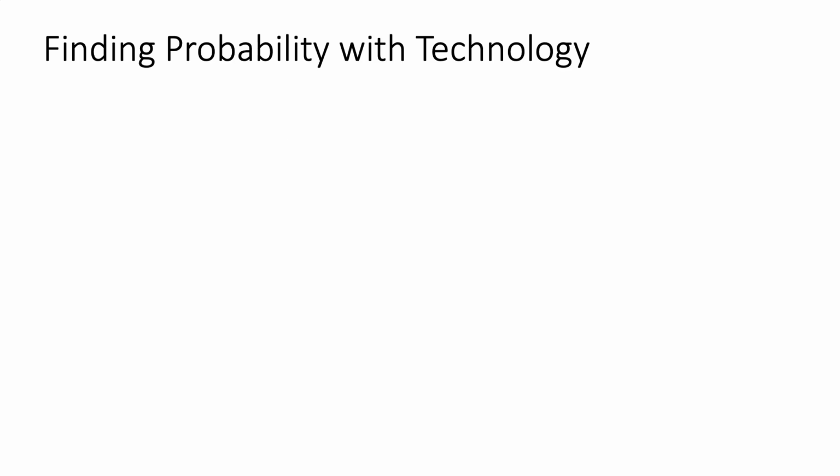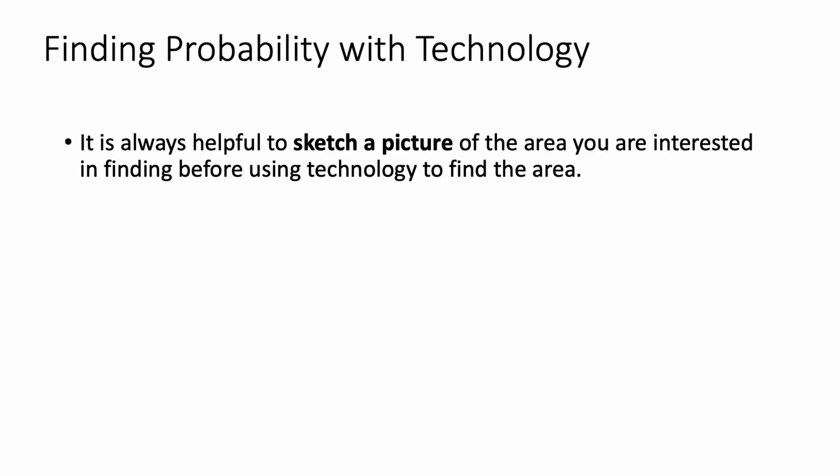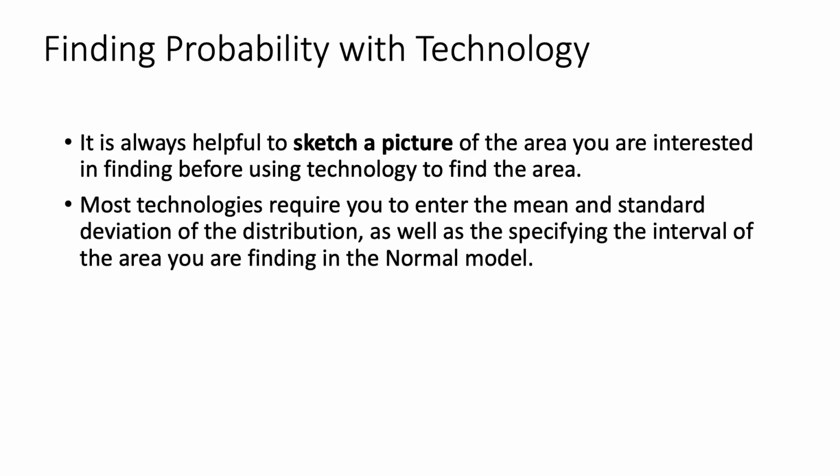We are going to take advantage of the technology available to us to find probabilities in a normal distribution. However, it's always helpful to start by sketching a picture of the area you are interested in finding before using the technology to find the area. The picture will help you to identify the endpoints of the area that you're interested in. Most technologies will require you to enter the mean and standard deviation of your distribution, as well as specifying the interval of the area you are finding in the normal model.